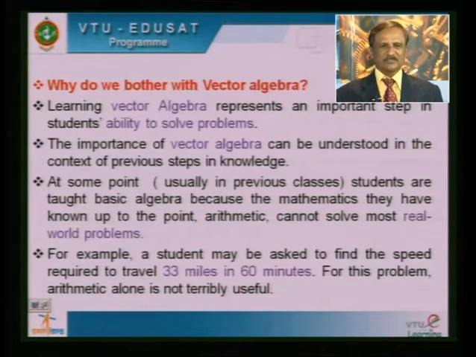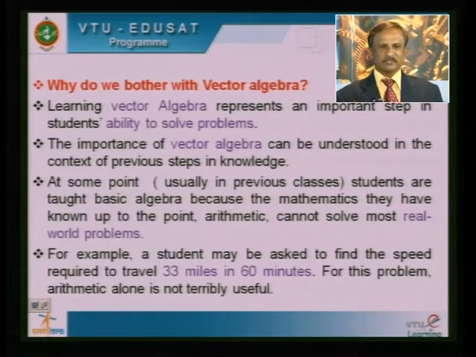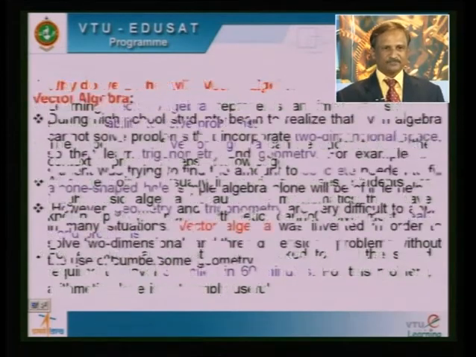For example, a student may be asked to find the speed required to travel 33 miles in 60 minutes. So assume that it is a problem we have been asked to solve. What is the problem? 33 miles can be covered in 60 minutes. So how do we solve this problem? We have to apply some mathematics. Then we have to think what type of mathematics we can apply to solve this problem. You can apply many methods, but you have to identify the simplest and easiest method to solve this problem. So that is important.